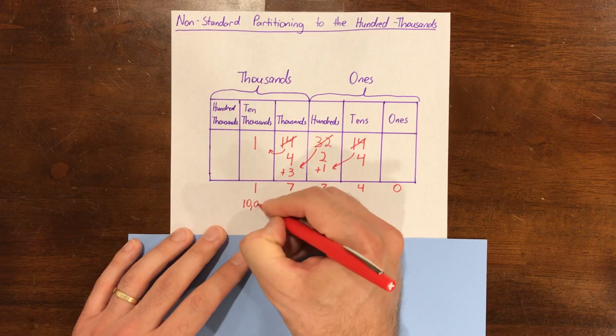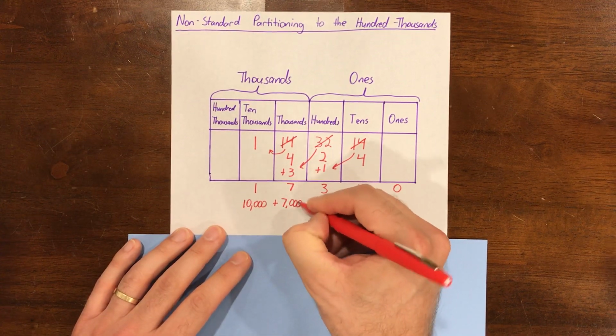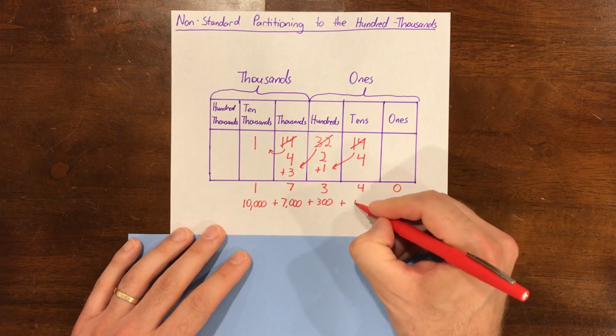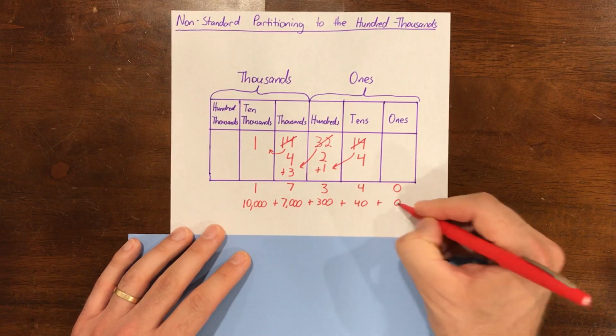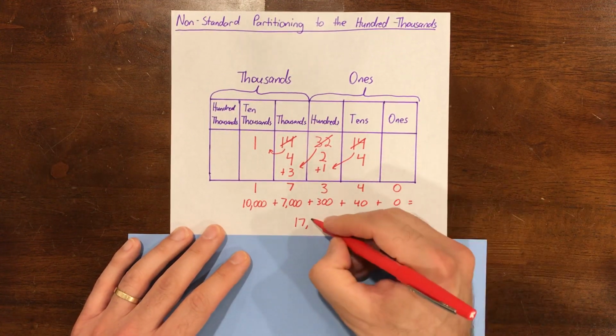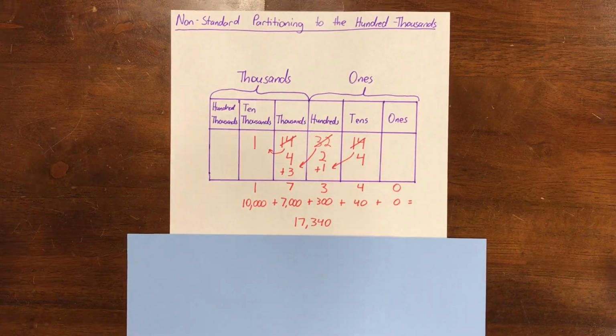1 ten thousand is 10,000 plus 7 thousands, 7,000. 3 hundreds is 300 plus 4 tens is 40 plus 0, and that's going to equal 17,340. Awesome. Go ahead and click on the arrow to move to the next slide.